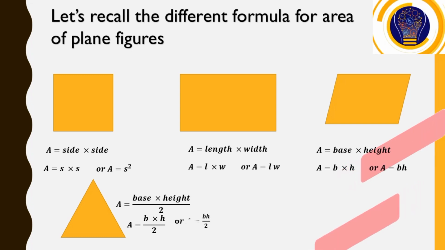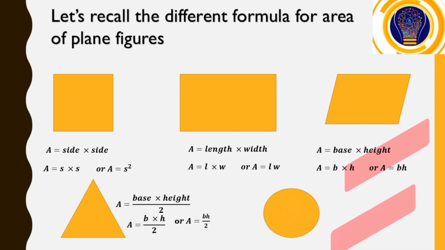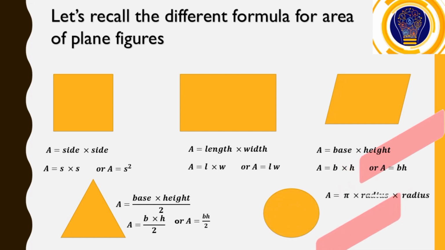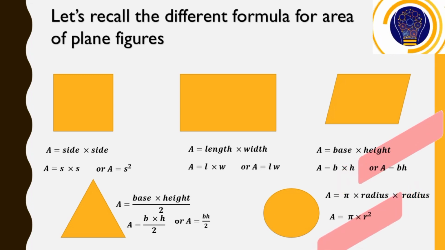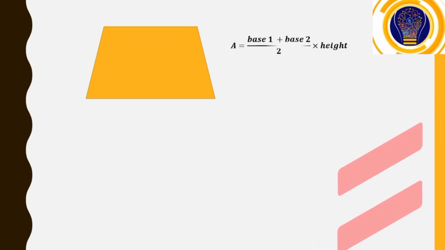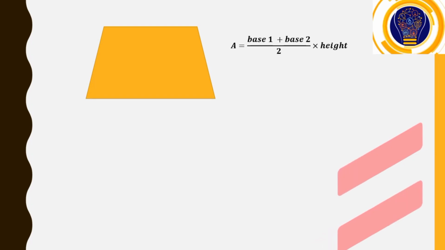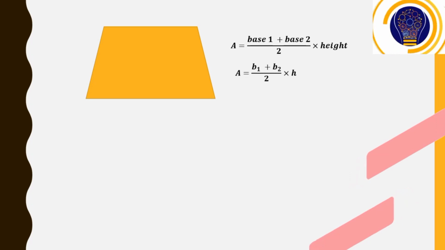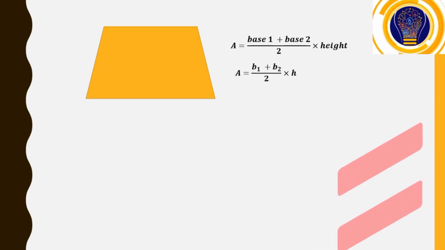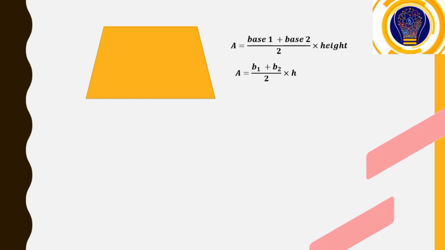And if we have here a circle, the area of circle is equal to pi times radius squared, or pi r squared. And the last plane figure that I will be recalling, the area of a trapezoid. So area of trapezoid is equal to base 1 plus base 2 divided by 2 times height. Or we can write this as b sub 1 plus b sub 2 divided by 2 times height.